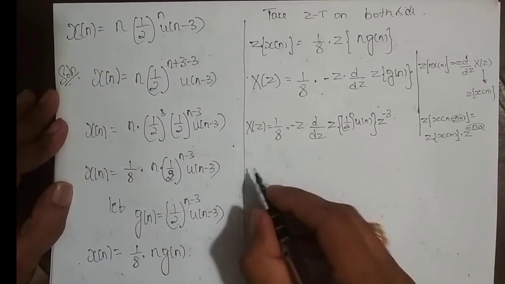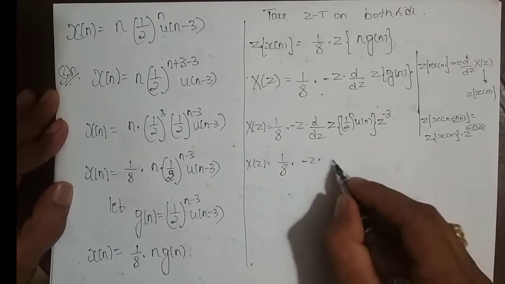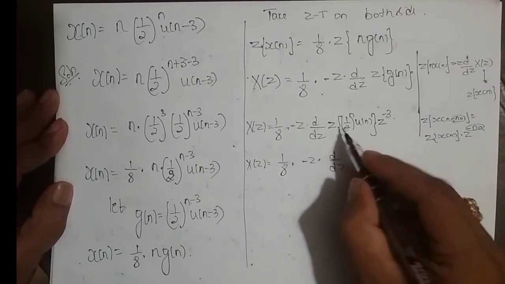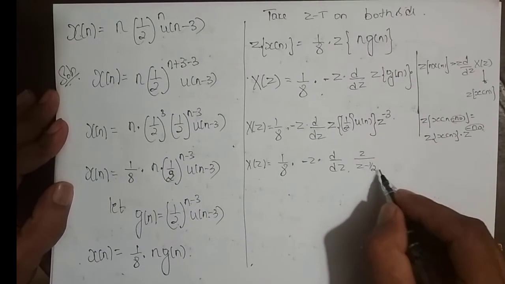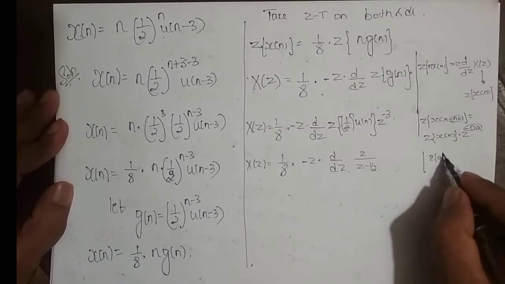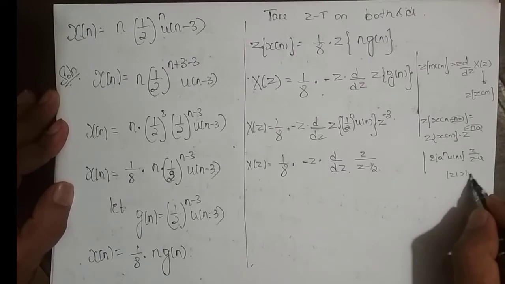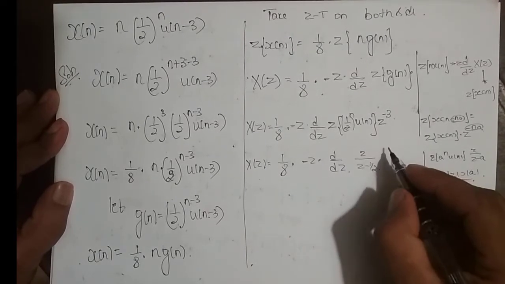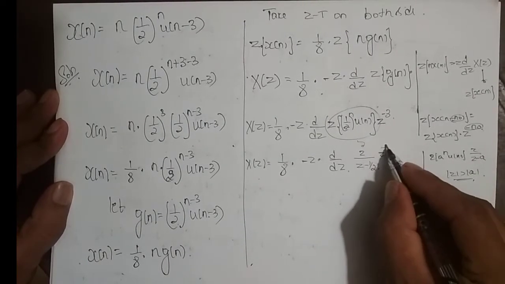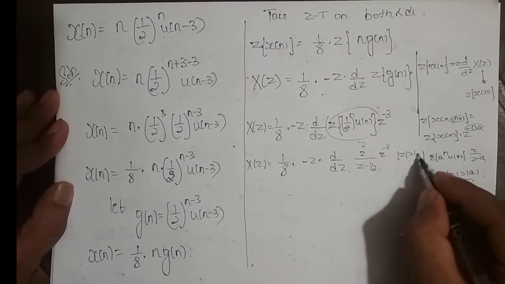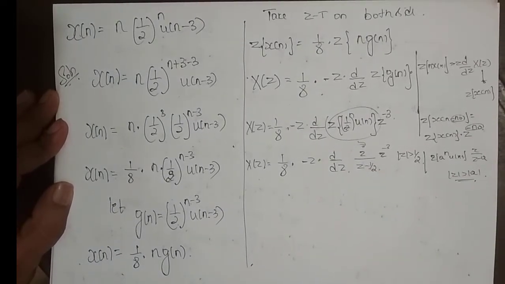Okay, so what do we have? x of z is equal to 1 by 8 into minus z into d by dz of, what is the Z transform of 1 by 2 power n u of n? It is z by z minus 1 by 2, right? Because Z transform of a power n u of n is z by z minus a, with magnitude of z greater than magnitude of a. This is the ROC, right? So this part is this, and the left out term is z power minus 3, and magnitude of z is greater than 1 by 2, right? So because of this I have the ROC which is greater than 1 by 2.